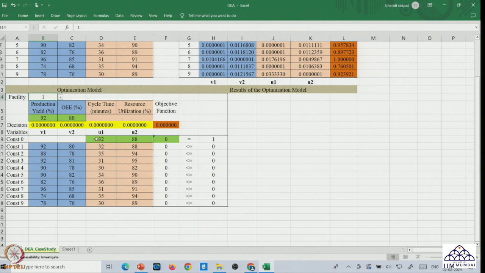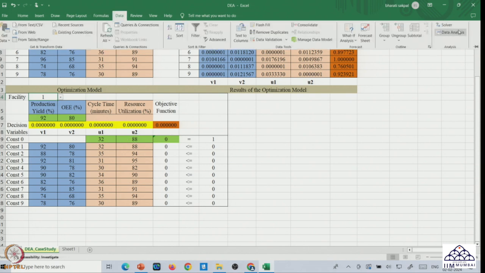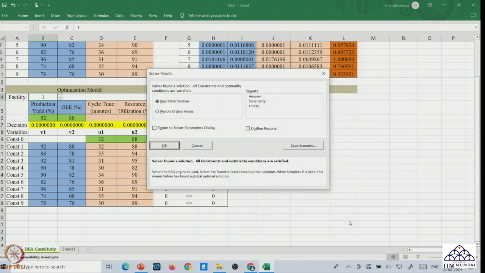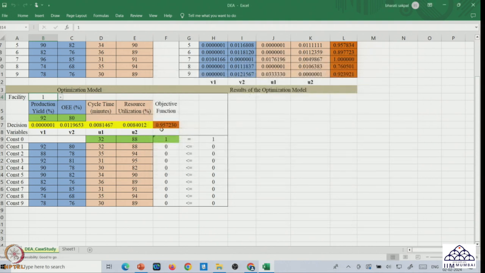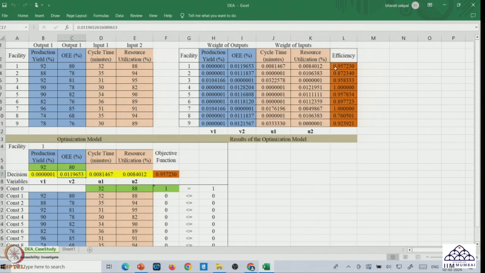And then input values in the objective function for facility 1 is 32 and 88. Now, if I go to data, solver and solve it, you will get 95.72% as the efficiency score, and see the weights have changed. Initially it was 0, 0, now after solving weights have changed, and I can see OEE is having 0.011 weight, and then 0.008 for cycle time, 0.008 for resource utilization. The same value I have copied and pasted it over here.